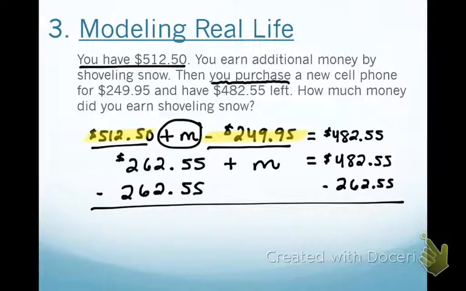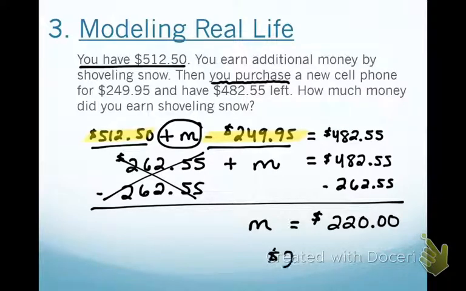All right, guys, on the left side, this right here is going to cancel out. You're left with plain old M, and what do you get as your answer? 220. 232. Oh, okay, so the correct answer is $220. That is how much money you earned shoveling.